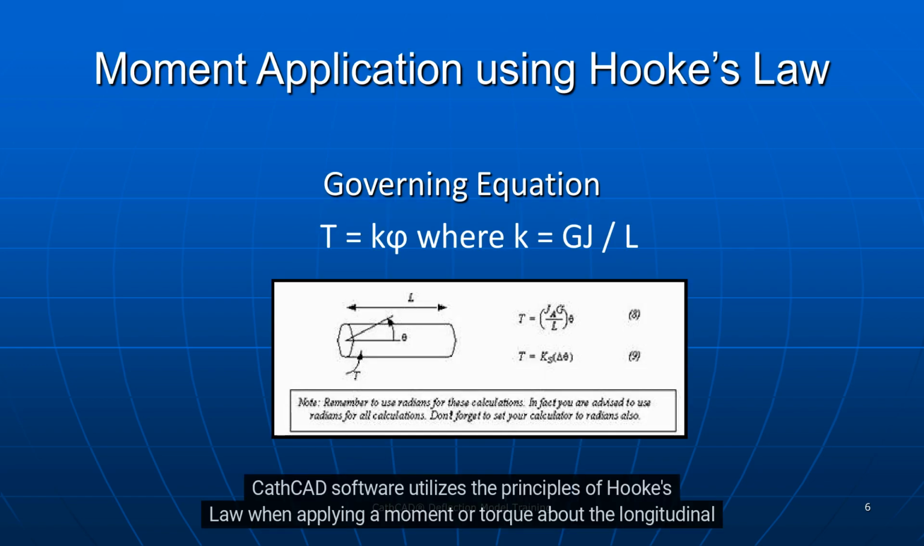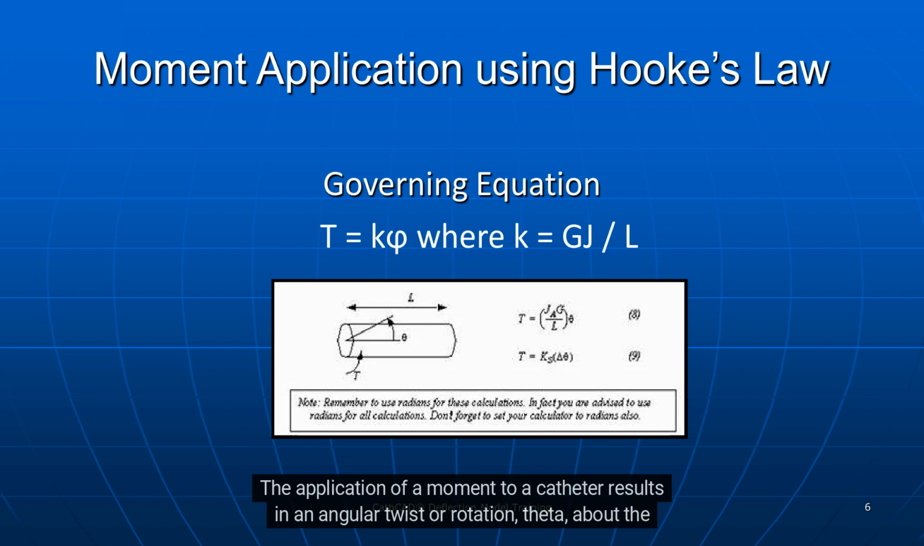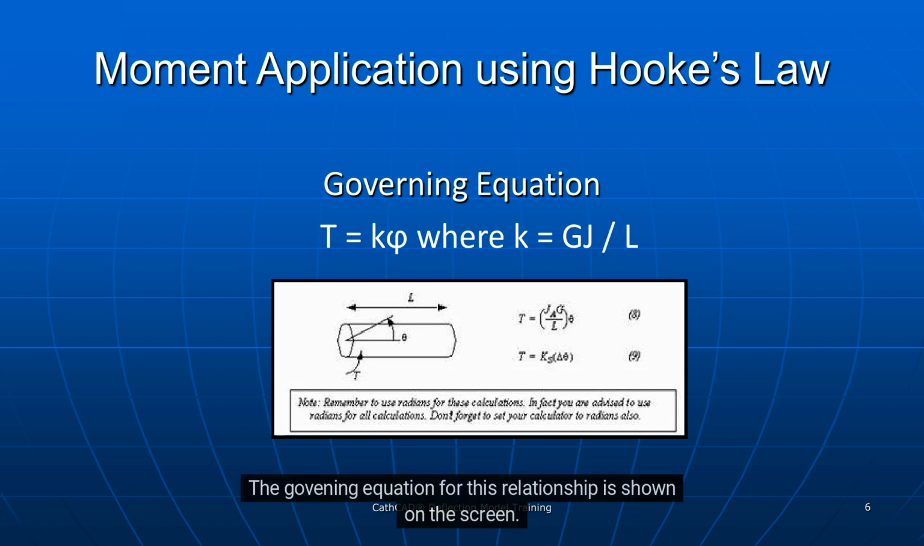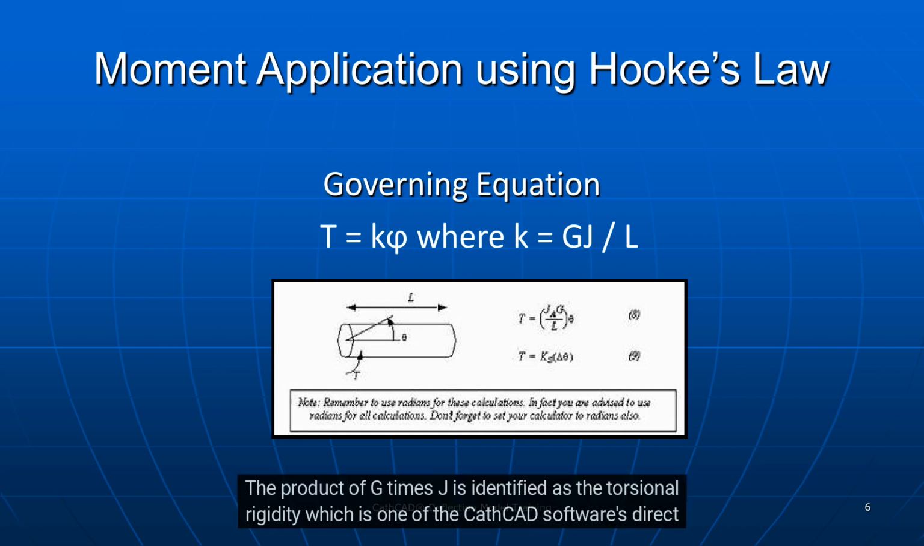CathCAD software utilizes the principles of Hooke's law when applying a moment or torque about the longitudinal axis of the catheter design. The application of a moment to a catheter results in an angular twist or rotation, theta, about the longitudinal axis. The governing equation for this relationship is shown on the screen. The astute user will note the product, shear modulus, G, times the polar moment of inertia, J, is used in this equation. The product of G times J is identified as the torsional rigidity, which is one of the CathCAD software's direct outputs.